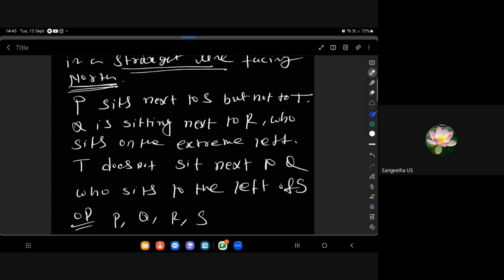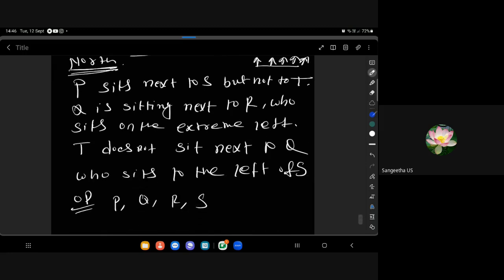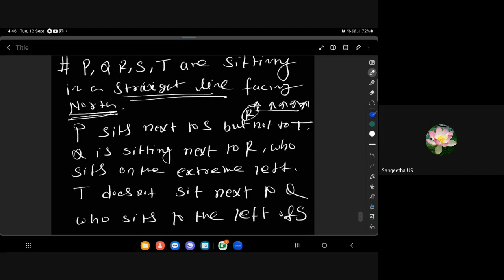So P, Q, R, S, T are sitting in a straight line, in a row, facing towards the north. They are facing this side, north. P sits next to S, but not to T. T is not adjacent to P. Now Q is sitting next to R, who sits on the extreme left. So R is in the extreme left. Understood? If you draw the diagram, R will be here. So the position of R is fixed.